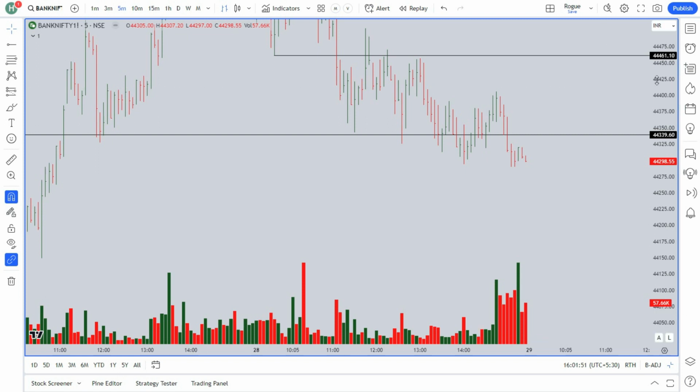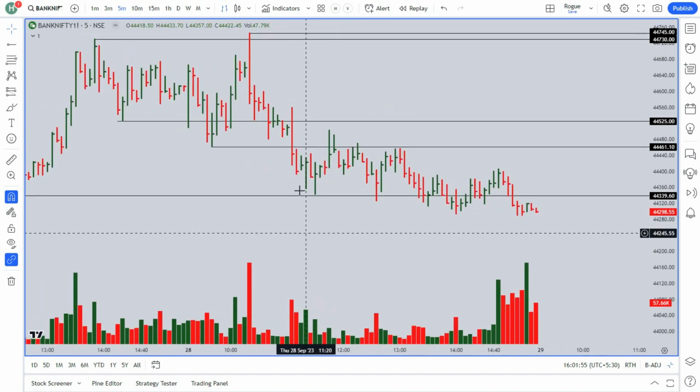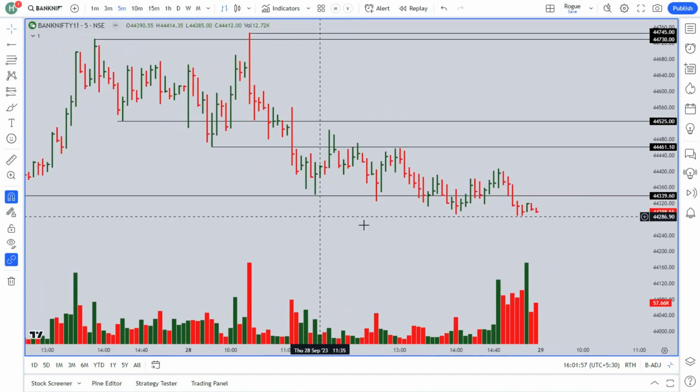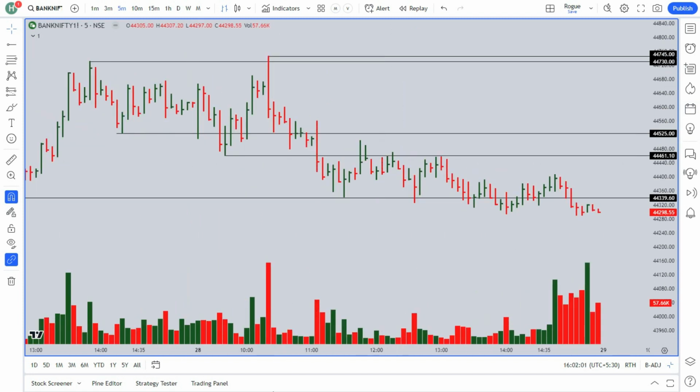First thing, was my analysis right? The answer is yes. I took the trades and exited quickly at the right levels because, first of all, the market was not aggressive. It was creating a sideways market.